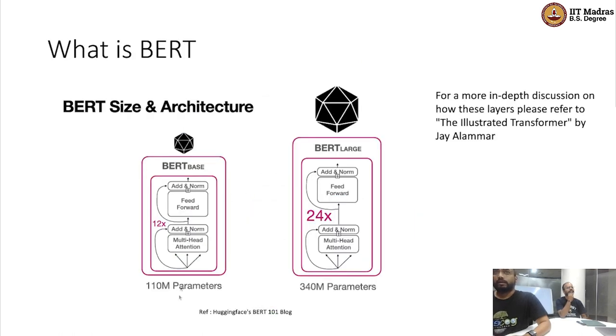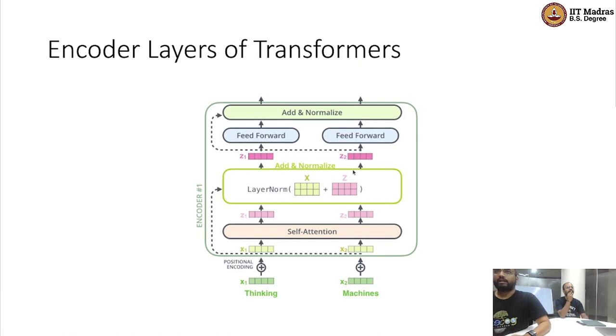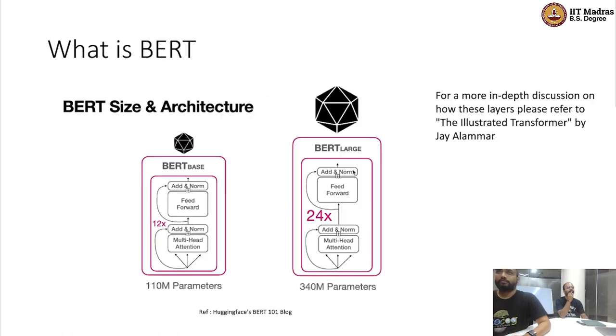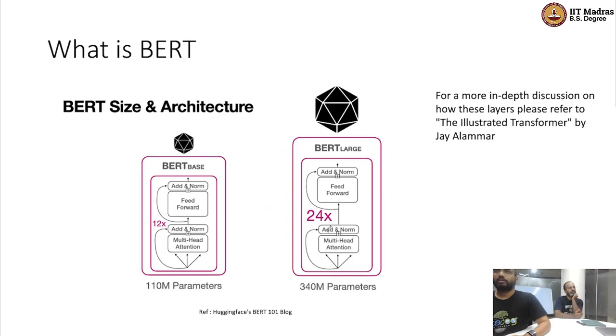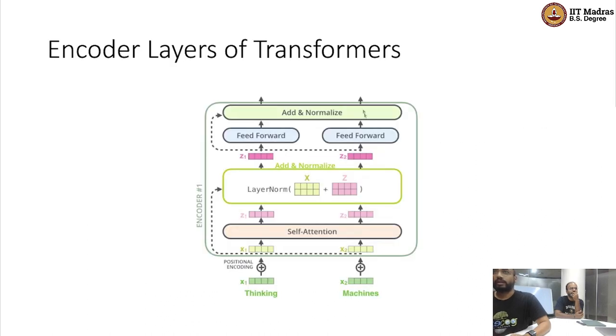Okay. So this is a particular stack of encoder. Now if you stack multiple layers one on top of the other, you will come up with BERT or BERT large. BERT is 12 such layers, BERT large is 24 such layers. Again, I'll refer you to The Illustrated Transformer by Jay Alammar. It discusses in a lot of detail what is going on within these components.